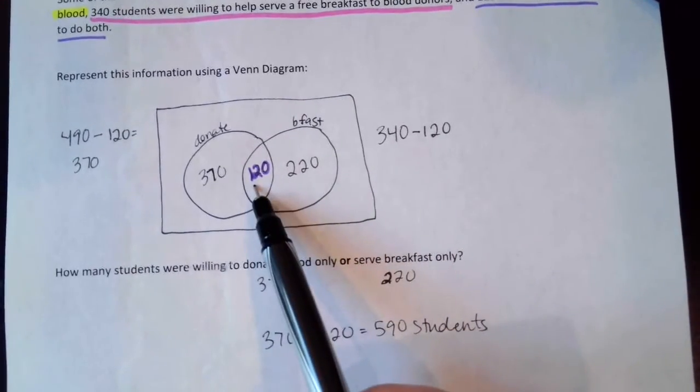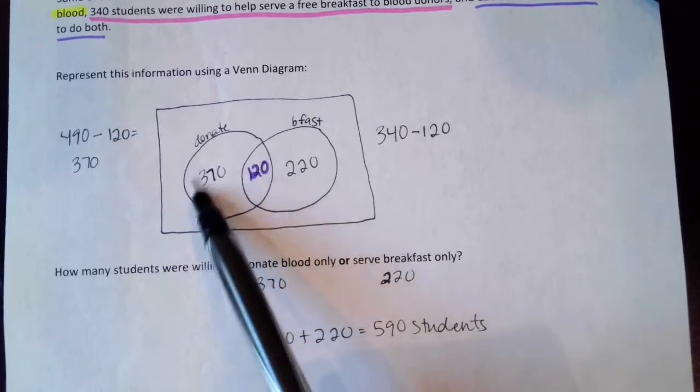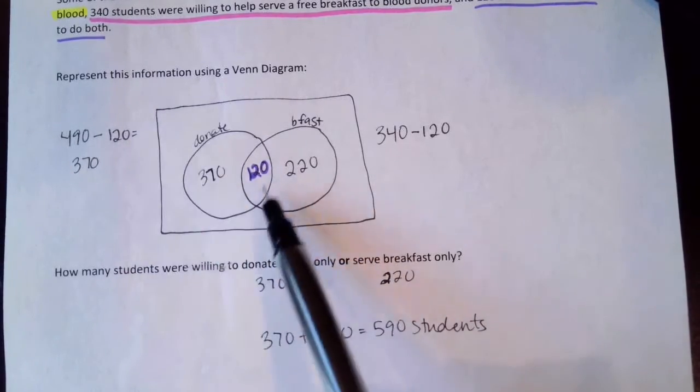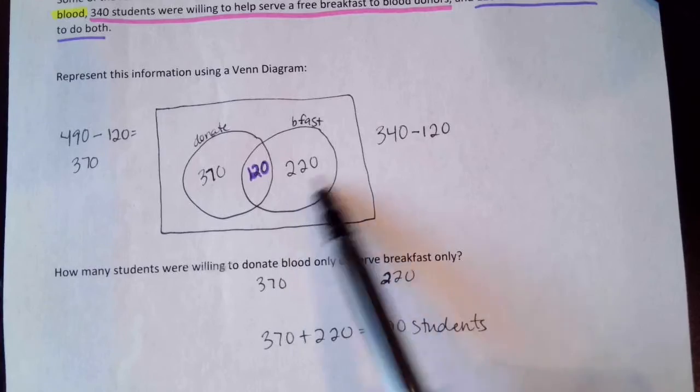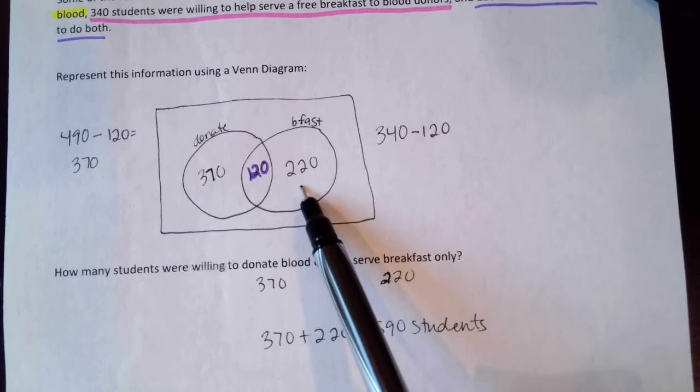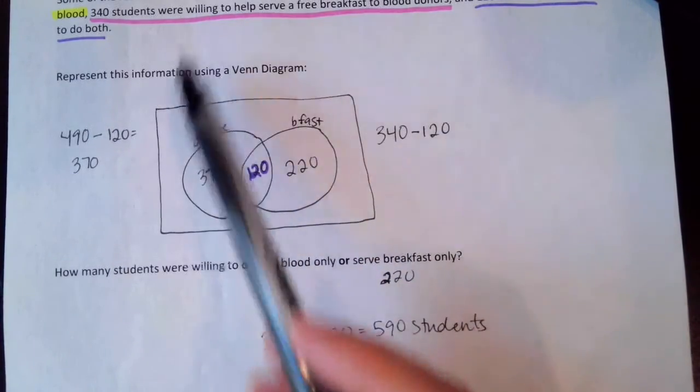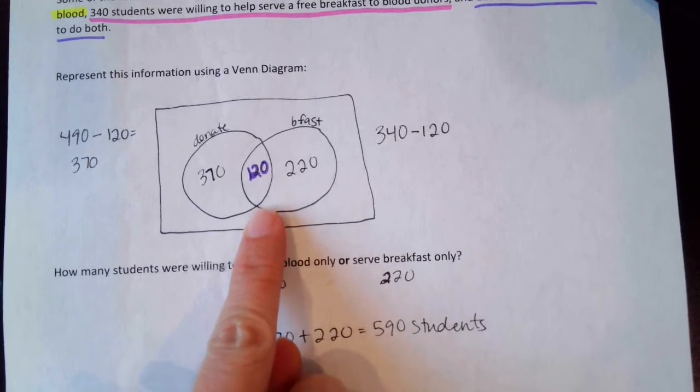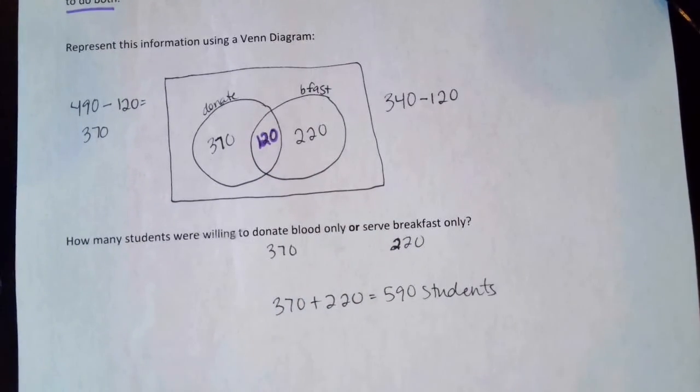So make sure you start in the middle. And then to figure out how many people are going to be sitting here, you got to subtract the middle. To figure out how many people are going to be sitting here, you also subtract the middle. And then I would double check if I were you just to make sure that everything's adding up. And once you get this picture drawn, you can answer all the questions that I can ask you about it.